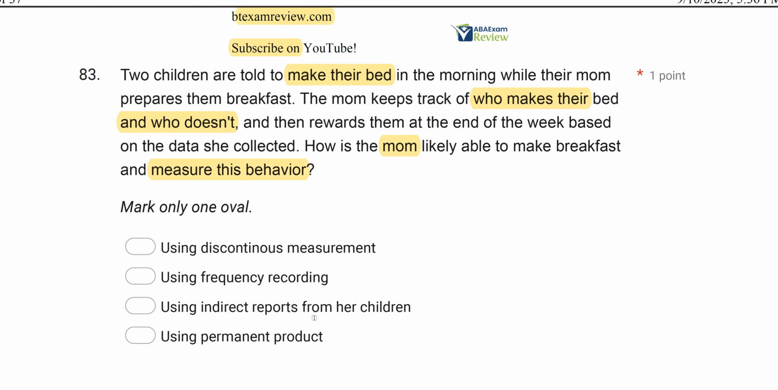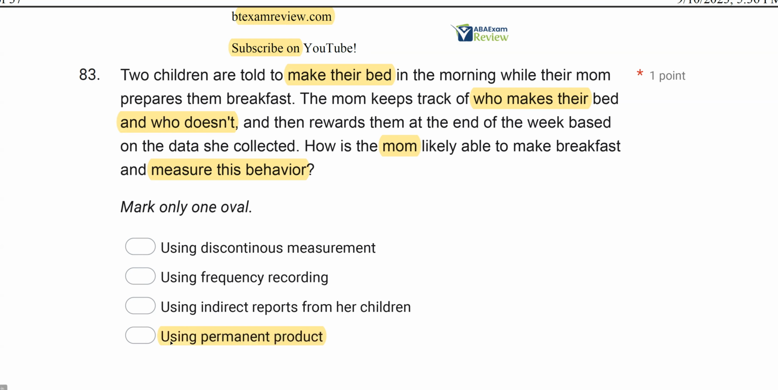C, using indirect reports from her children. Now, how accurate will these reports really be? Maybe they're accurate, maybe they're not. Is there a better way? Is there a more accurate way to get better data rather than just asking the children if they made the bed or not? Well, sure. So you can use permanent product.